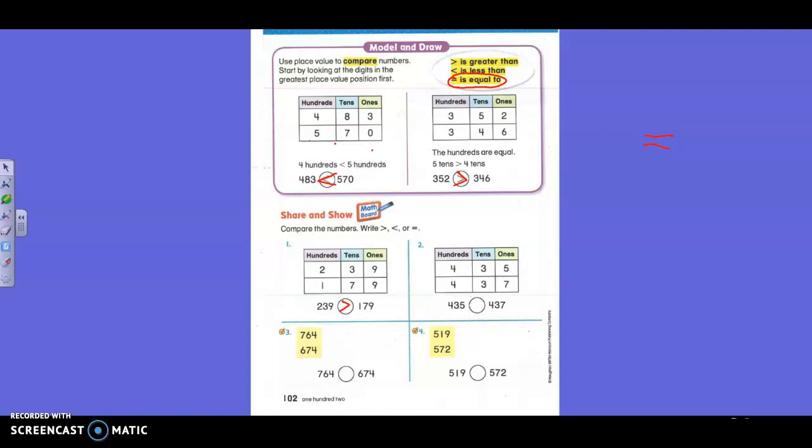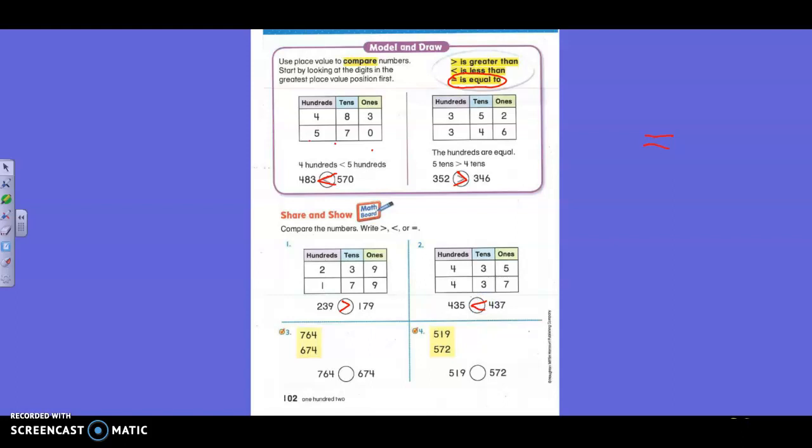Number 2. Look at the hundreds. They're the same. So here's where the ones matter. 5 and 7. Which one's greater? 7. So you need to eat the number with the 7 at the end.